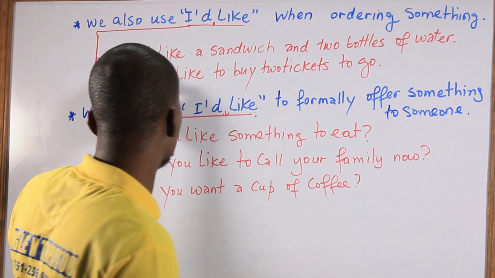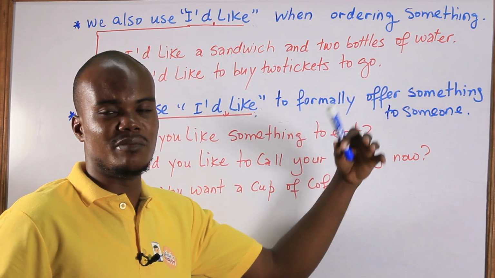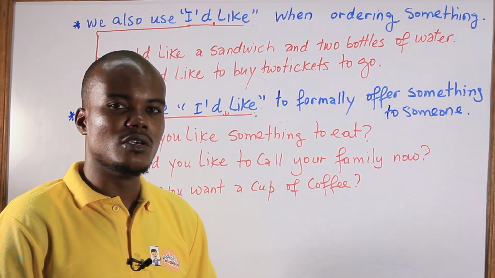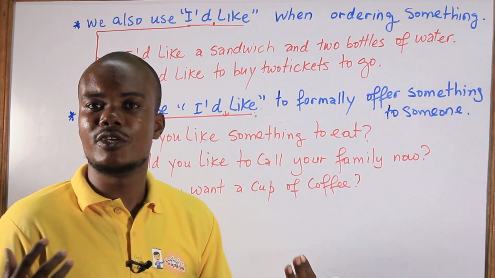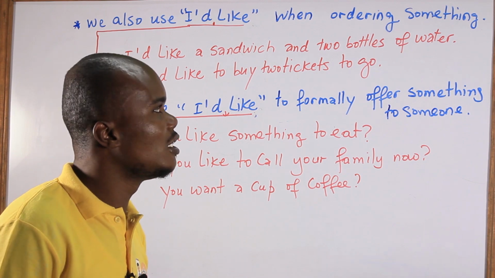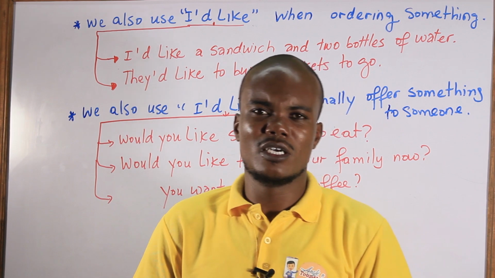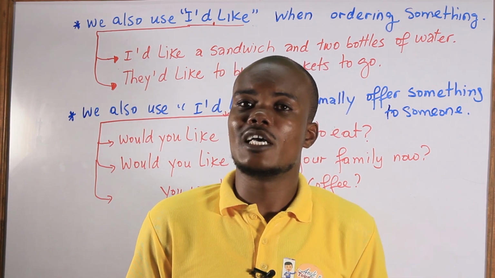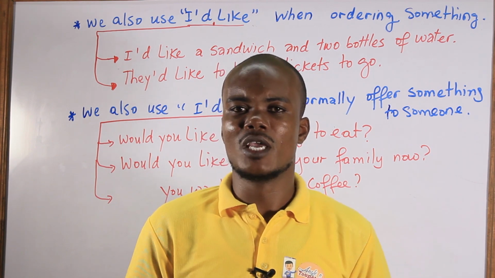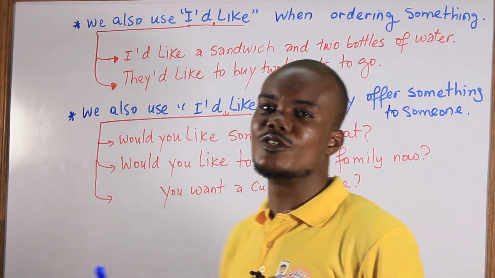So, for example, I'd like a sandwich and 2 bottles of water. Like you can be inside of a restaurant, you call the waitress or you call the waiter and you say I'd like a sandwich and 2 bottles of water. Or if the waiter comes to you and says, what would you like to eat? Or what would you like to have, sir? Or ma'am, you can say, I'd like a sandwich and 2 bottles of water.